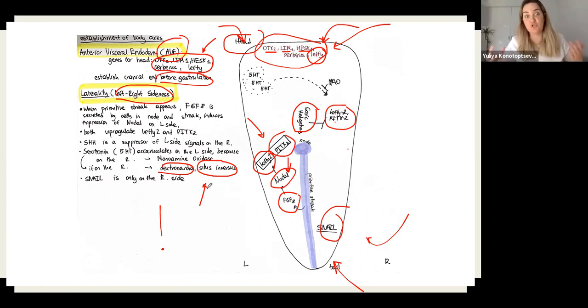It's just that surgeons will have to switch everything when they're operating on them because it's completely the opposite way. So where is the inferior vena cava going to be? On the left. Where is the aorta? On the right. It's crazy, everything is the opposite way. So that's situs inversus. As you can see, sonic hedgehog is crucial for that, making sure that everything is kept in order.